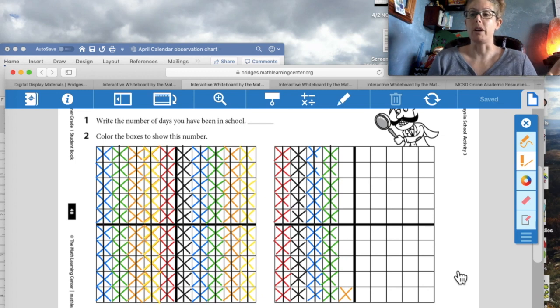Let's also practice counting by 25s to 141. We have 25 here, 50, 75, 100, 125 gets us to halfway. And now we can't go to 150, so 130, 135, 140, and 141. Been in school for 141 days.